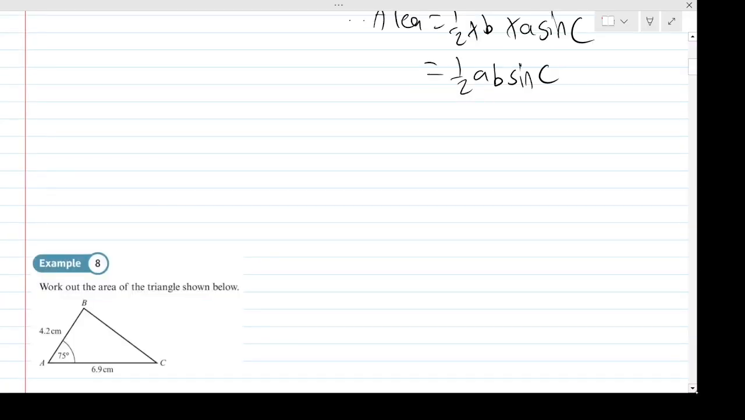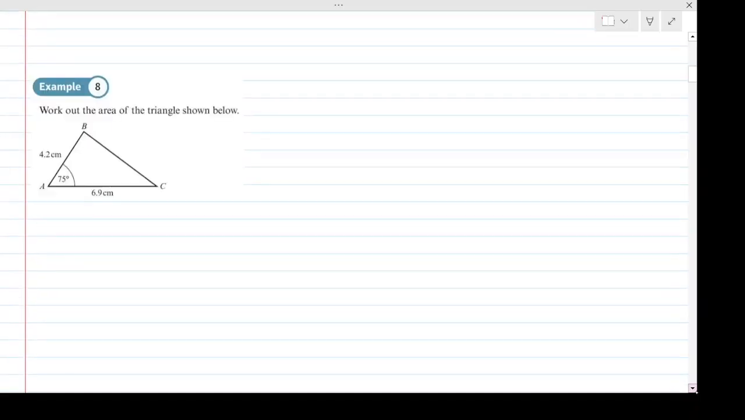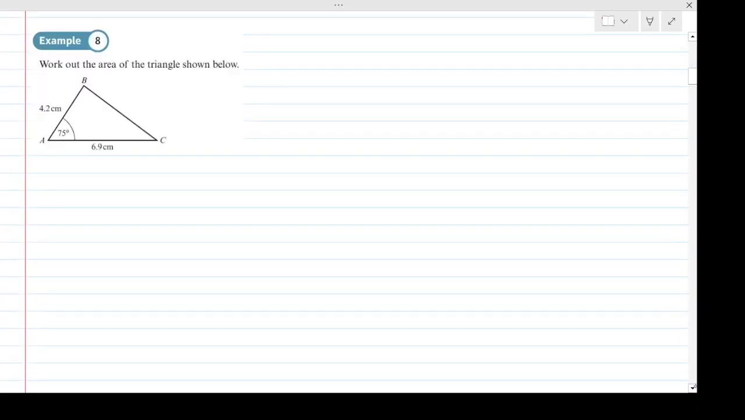So let's look into some examples then. This example: work out the area of the triangle shown below, and we're given the triangle. In general, I think the best way to be able to use the formula is this: if we have two sides, a and b, and then the angle in between them, then it's a half ab sine C.